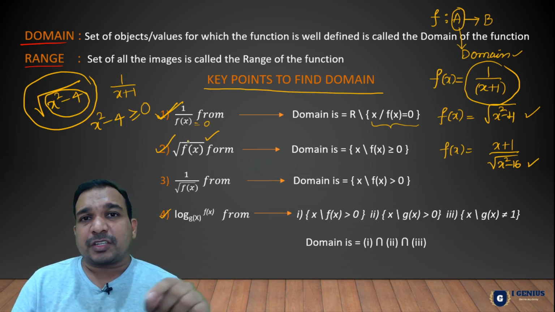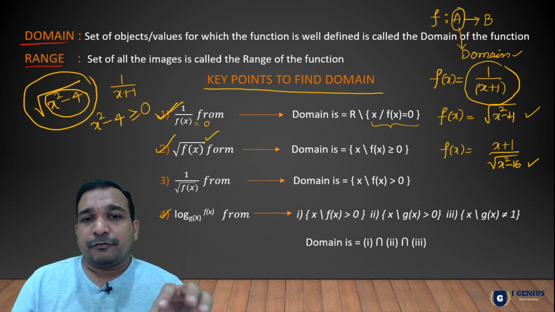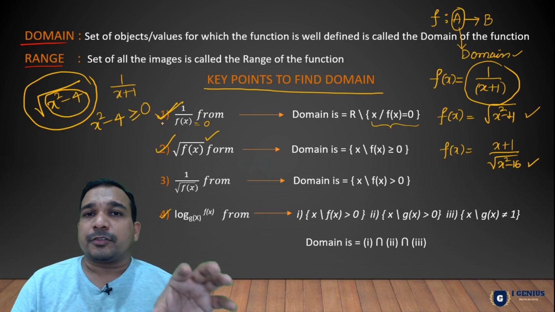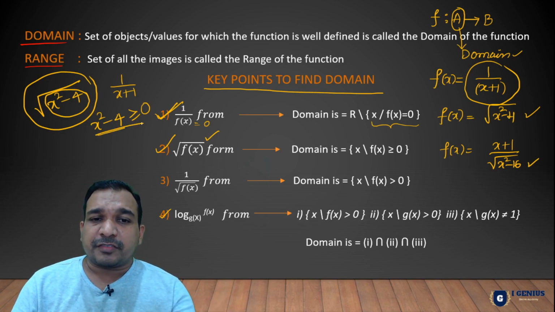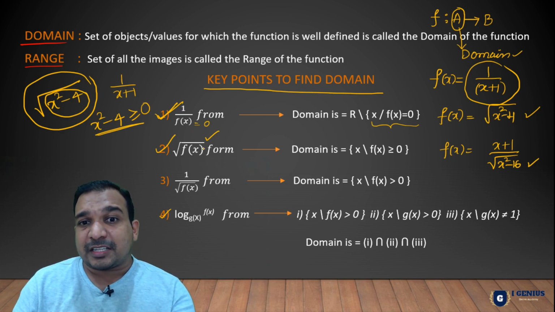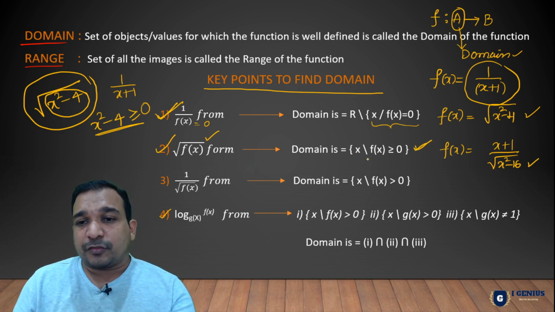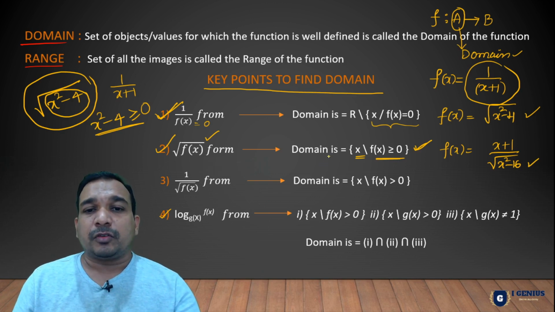This is the first thing that should come to your mind. Whenever a square root is given and inside it a function is given, we should find where that function is always greater than or equal to 0. We need to find all those x values where x square minus 4, the function inside the square root, is greater than or equal to 0. If you do like that, then definitely you will get the domain. So that's what I have written. We need all those x values where f of x is greater than or equal to 0.